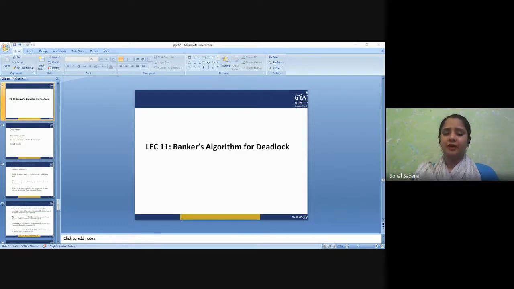Whenever your operating system gets affected by deadlock, it makes your system totally dumb. So it is always required that your system shouldn't enter a deadlock condition. That is why we have some kind of prevention measures, some kind of avoidance measures, so that the deadlock does not occur in your operating system.